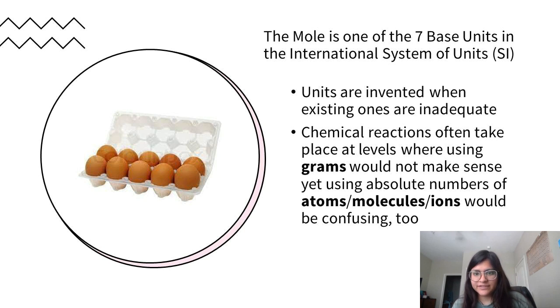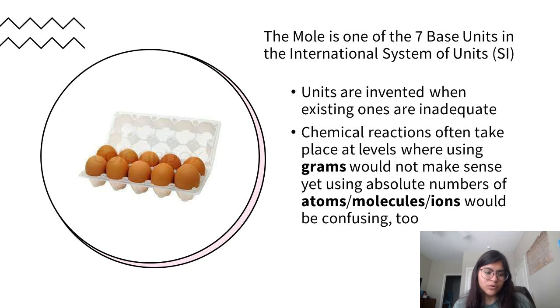Units are typically invented when existing ones are simply not good enough. Chemical reactions often take place at levels where using grams would not make any sense, yet using absolute numbers such as atoms, molecules, or ions would be confusing as well.